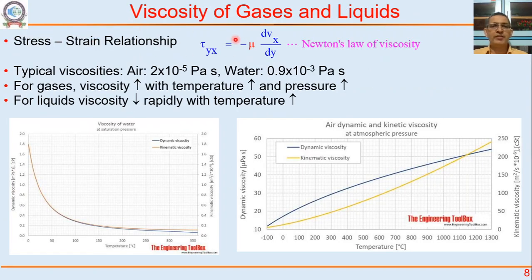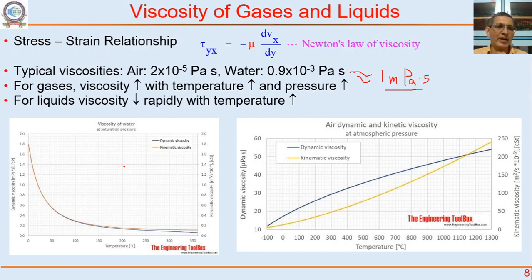So again, just some typical values of viscosity. Air typically has a viscosity of 2 into 10 raised to minus 5 pascal second at room temperature and pressure. Water at 30 degrees centigrade has a viscosity of 0.9 into 10 raised to minus 3 pascal second. If you just want to approximate, 1 into 10 raised to minus 3 pascal second, approximately for 20-25 degrees centigrade, is typically 1 millipascal second. That's typically the viscosity of water. That's what we take for simplified calculation.